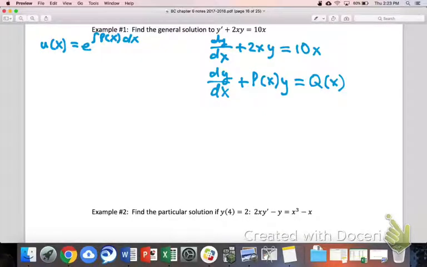So here we go. I'm going to say then u of x equals e to the integral of 2x dx. And thankfully that's a pretty straightforward integral for us to do, right? So this would equal e to the x squared. Okay? Any questions so far? Okay. So once we found that integrating factor, what we're going to do is we're going to multiply everything in our differential equation by that. Question?